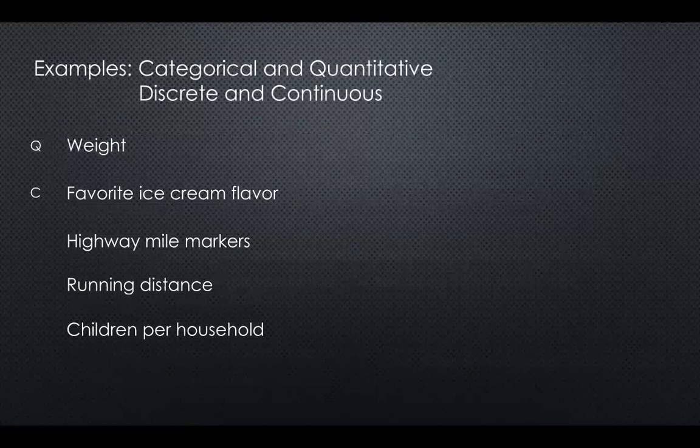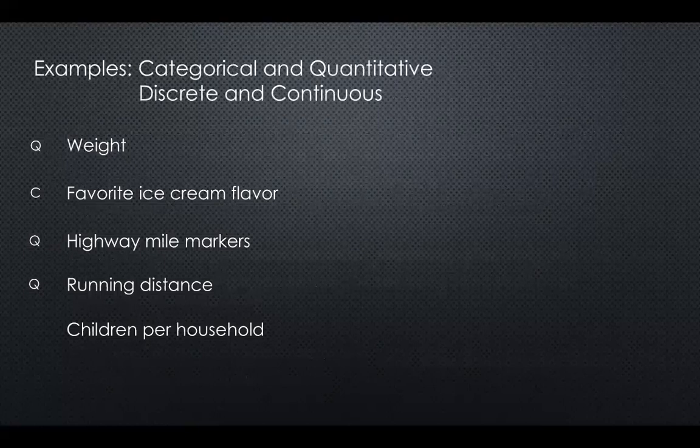Highway mile markers, these are quantitative. They are also continuous because they have values in between values as well, just like weight. Similar, running distance is similar to highway mile markers in that it is quantitative and continuous. There can be values in between values, so 8.4 miles ran, which is a long way to run. I would not ever run that far.